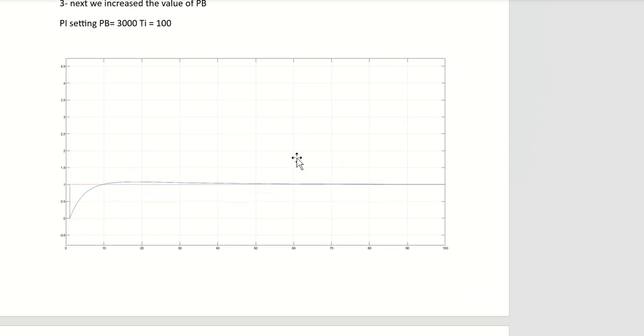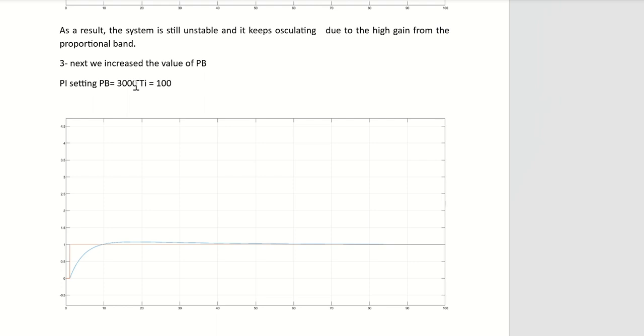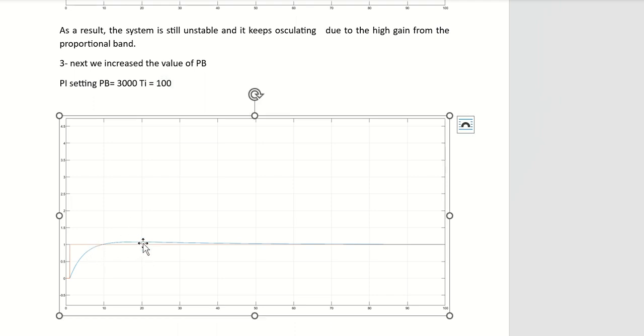So after that, we raised the proportional band to 3000 and the TI we kept the same. As we can see, we're getting a better response, less overshoot, and a settling time of about 60 seconds, which makes a lot of sense because the controller is trying to control the level of the tank as much as possible. It cannot be less than 53 seconds. It can be higher than 53 seconds if we want to make this realistic.